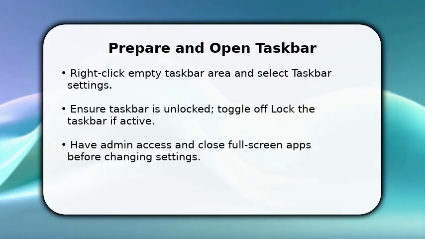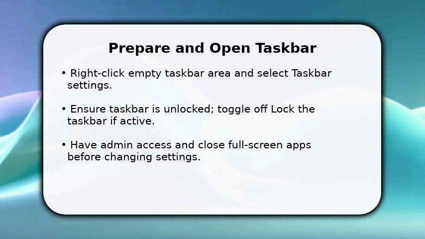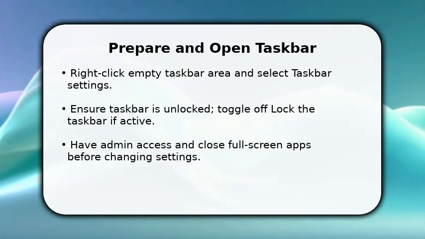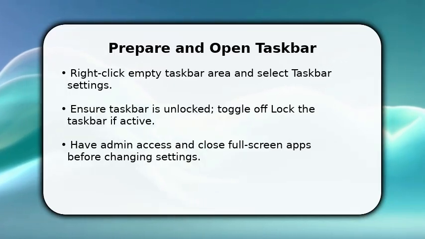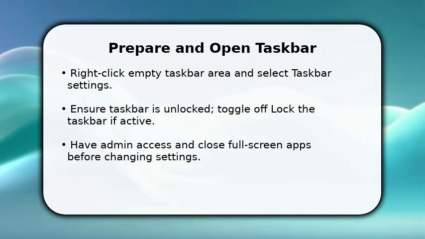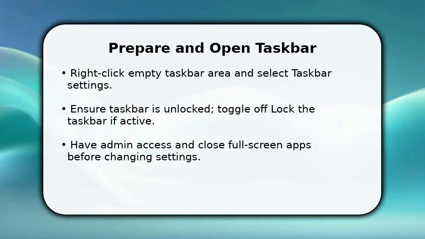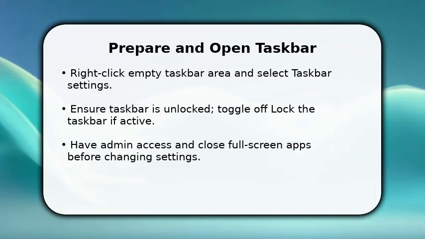You'll start by opening Taskbar settings so you can change position and behavior immediately. Right-click an empty area and choose Taskbar settings. Once done, make sure the taskbar is unlocked by toggling off Lock the taskbar. You need administrative access for deeper changes and should close any full-screen apps first because they can block interaction.